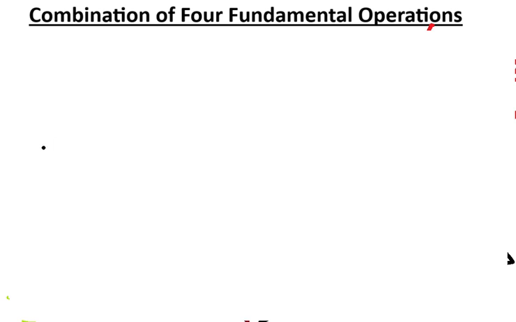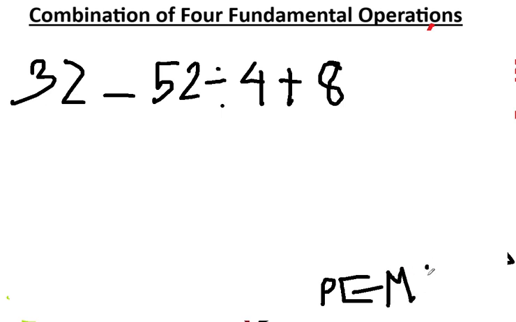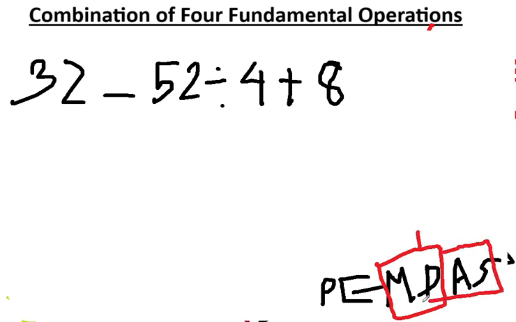Let me show you another example. I have 32 minus 52 divided by 4 plus 8. I'm going to follow the rule of PEMDAS first and show you. PEMDAS means the rule which is being followed in the United States of America. Following the rule of PEMDAS, what do we do first? We have multiplication and division, which has the first preference. Addition and subtraction has the second preference. So we always move from the right side to the left side in each of the cases. So the division comes first and then the multiplication.